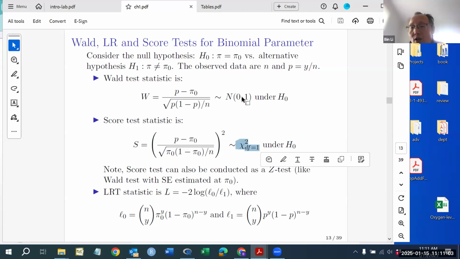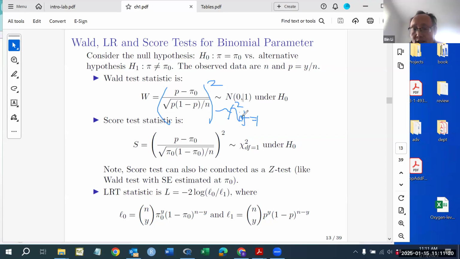Both follow the chi-square with 1 degree of freedom. And here, if you take the square, that also follows a chi-square, okay, with degree of freedom. Okay, so that's the Wald test.